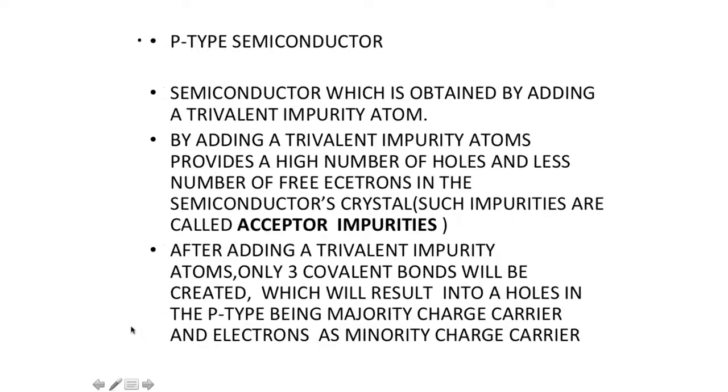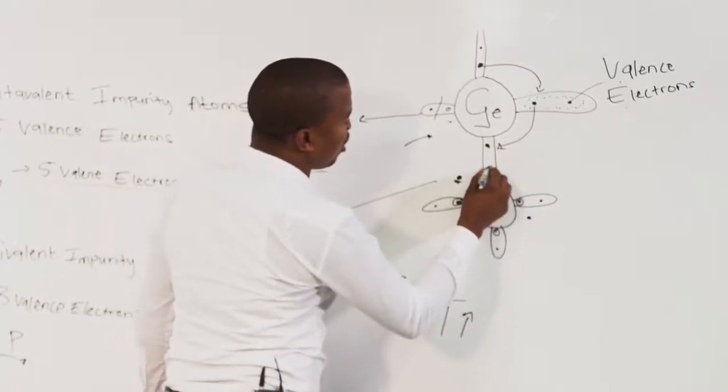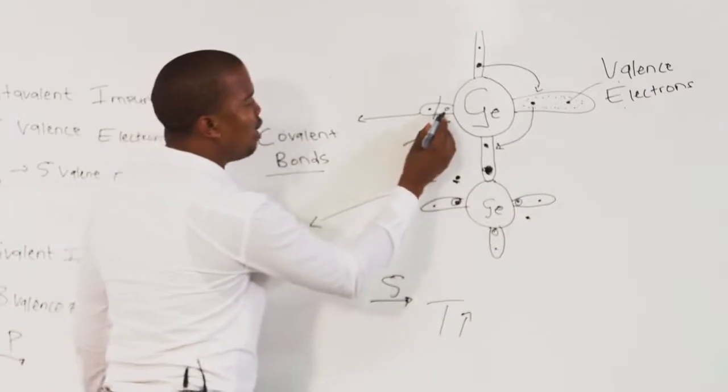Now let's focus on the P-type semiconductor. These are semiconductors obtained by adding a trivalent impurity atom. Adding a trivalent impurity atom provides a high number of holes and a lower number of free electrons in the semiconductor crystal. Such impurities are called acceptor impurities. In this case, if you have added a trivalent impurity in your germanium, remember, you'll be left with a hole.